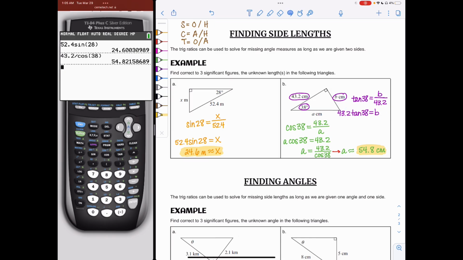Once I do that, I can just type it into the calculator and get my answer. So I will have 43.2 times the tangent of 38, and that will leave me with 33.8 in three significant figures, and we know we're talking about centimeters. And that is what B is equal to.